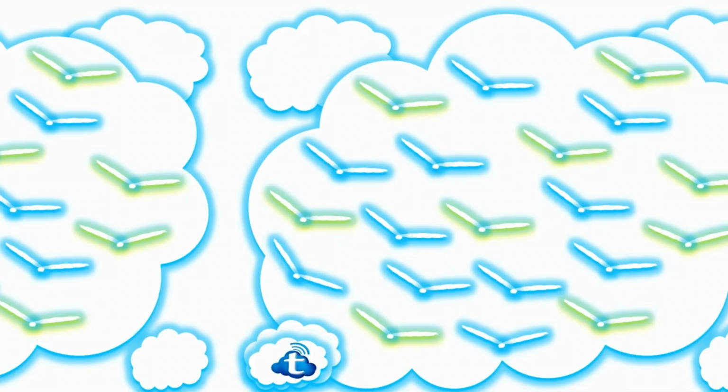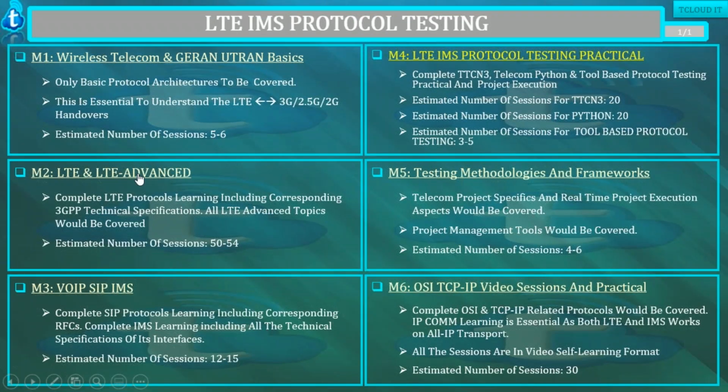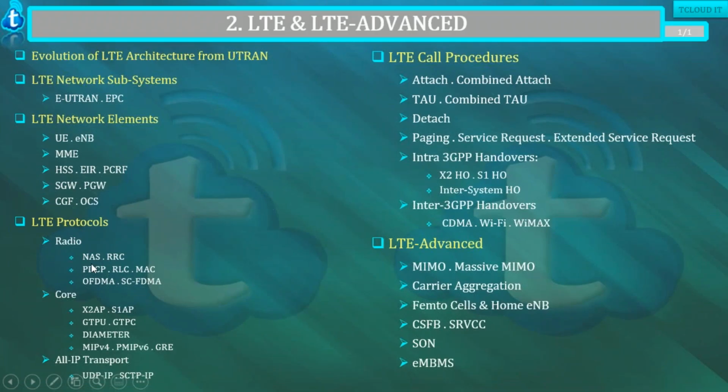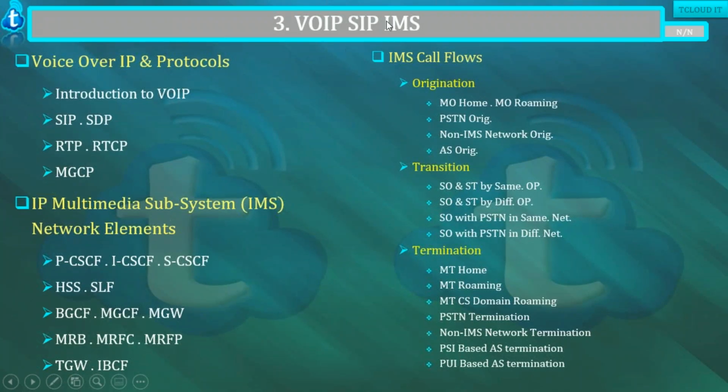Nishant, that is what I have already shown you. I hope you have not missed it. In LTE and advanced LTE, we will be covering the radio protocols RLC, MAC, PDCP, RRC, and NAS in the radio part, as well as the Diameter protocol, GTPU, GTPC, X2AP, S1AP, and MIPv4, PMIPv6, and GRE protocols in the core part. We will be learning how to test all these protocols, both the radio part as well as the core part, as well as your IMS side.